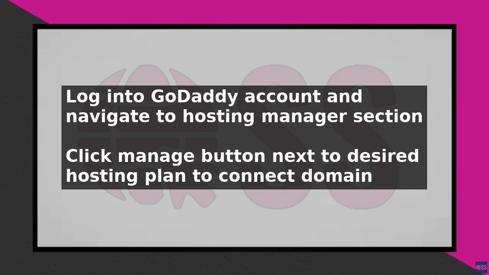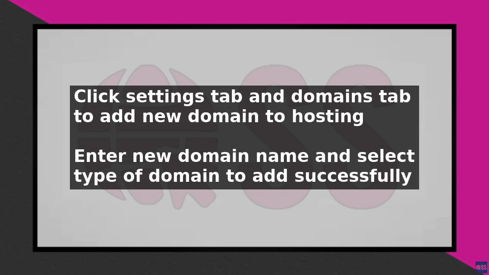Enter the new domain name you want to connect and select the type of domain you want to add. Either a primary domain, alias domain, or subdomain. Once you have added the new domain, you will need to update the DNS settings to point to your GoDaddy hosting. You can do this by clicking on the DNS tab and then clicking on the Add Record button.